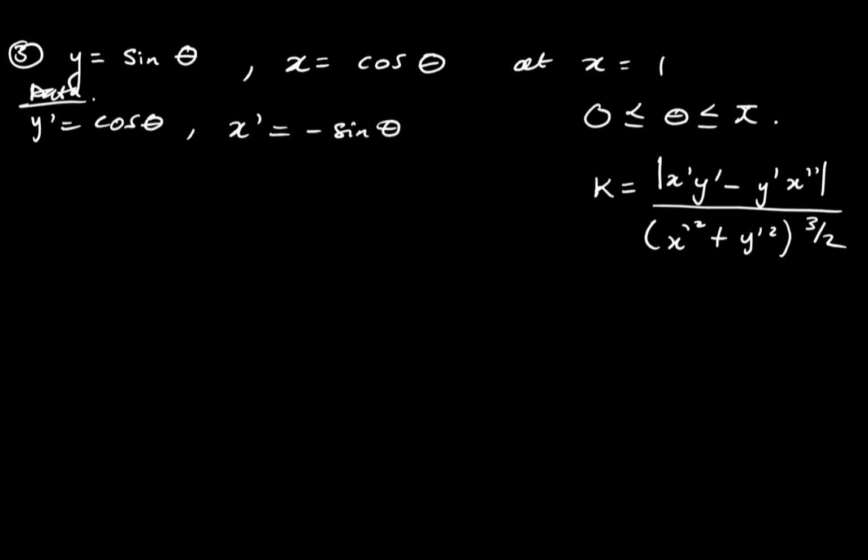Now, because it's x prime and y prime, we also need x prime prime. So x prime prime is going to be negative cos theta.